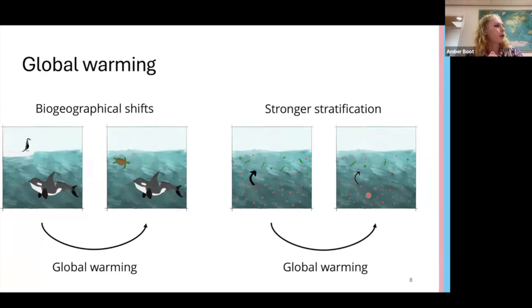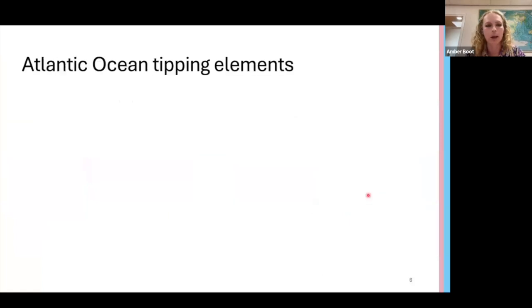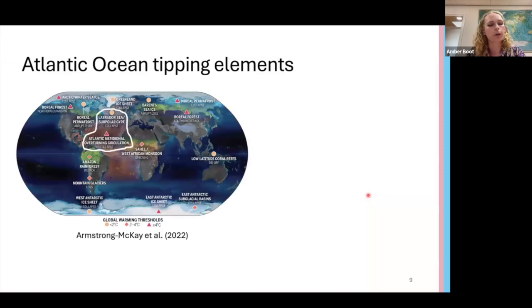And we're gonna put these also in the perspective of our Atlantic Ocean tipping elements. And I suppose we are all familiar with this plot. Some of you might also have used it in your own presentations, just like I did now. But we will be focusing on the Labrador Sea and the Subpolar Gyre collapse and the Atlantic Meridional Overturning Circulation collapse, or the AMOC collapse.